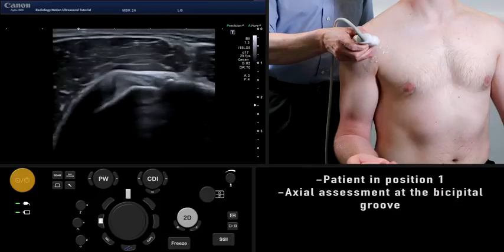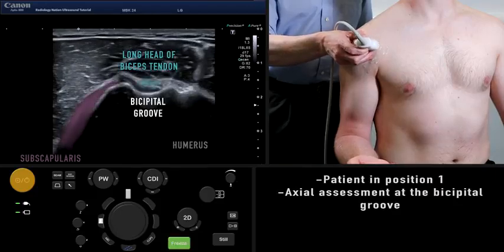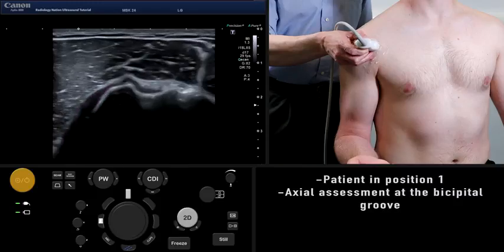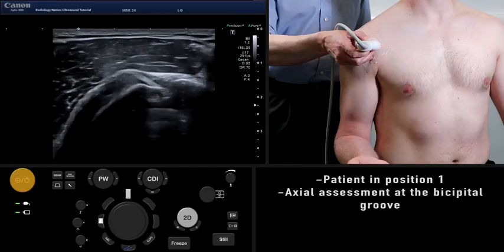With the patient in position 1, place the probe axially over the anterior shoulder. Here you will see the humeral head and the bicipital groove. The bicipital groove contains the long head of biceps tendon.